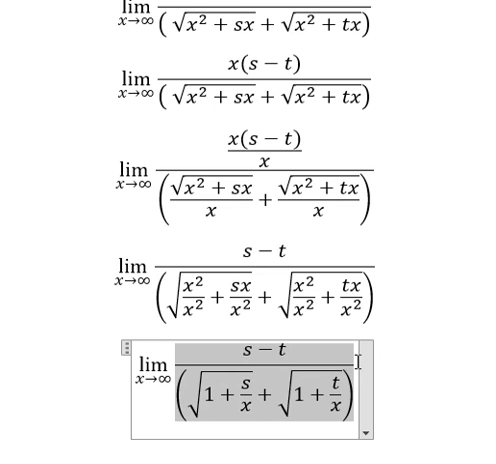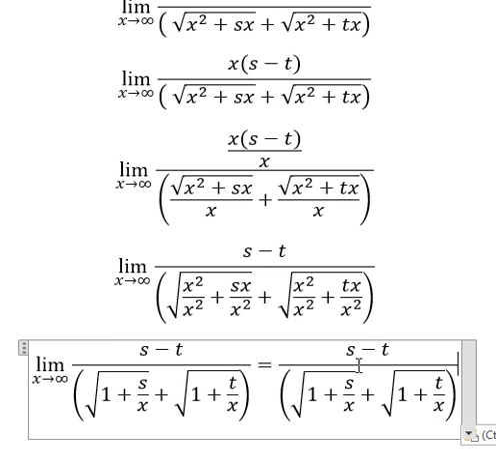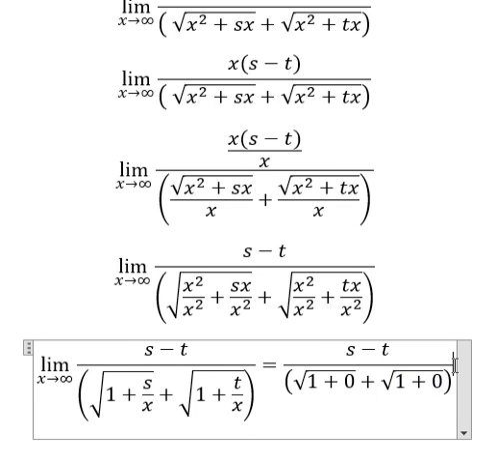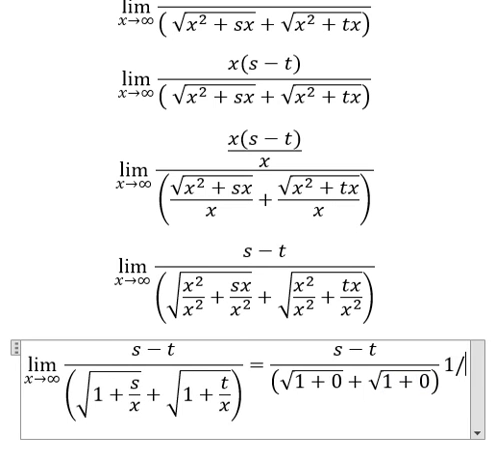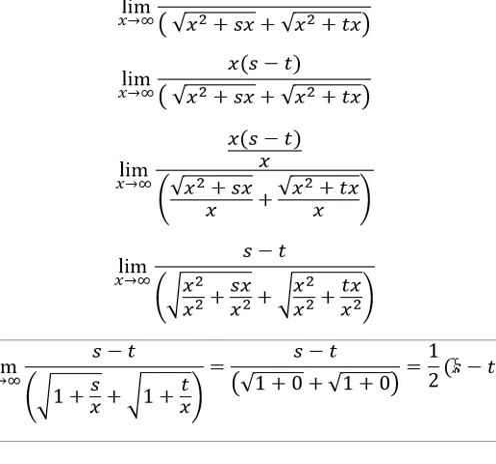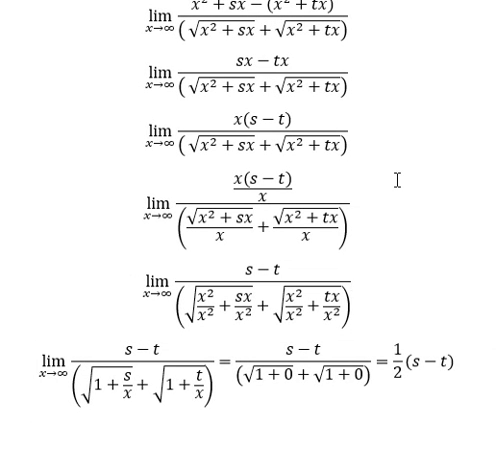And now we have the final answer. So we simplify and we have 1 over 2 multiplied by s minus t. And this is the final answer. This is the end.